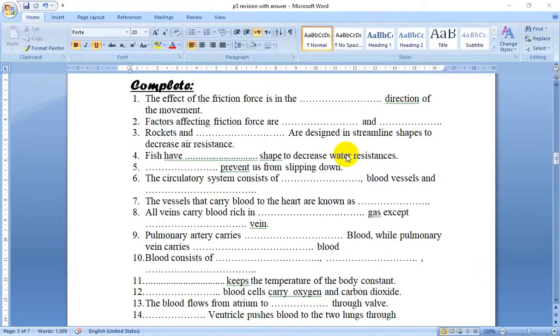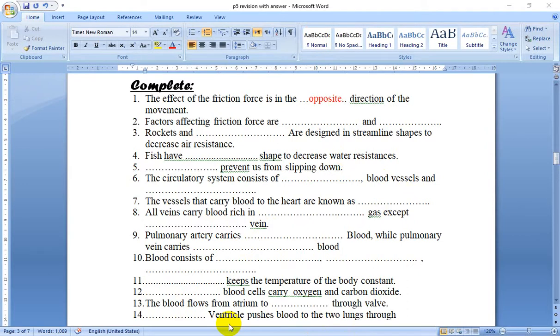Complete. Number 1. The effect of the friction force is in which direction of the movement? Yes, opposite direction. The friction force is in the opposite direction of the movement. So the effect of the friction force is in the opposite direction of the movement.